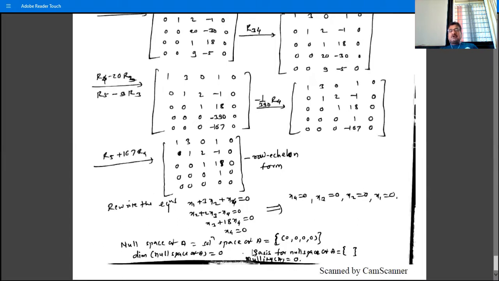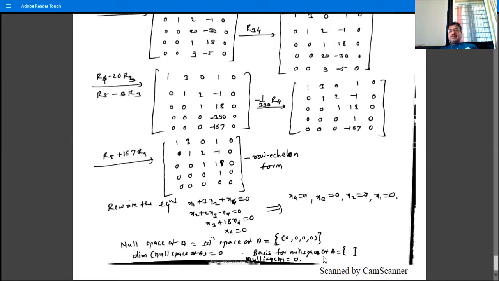And what is the null space of A, or solution space of A? That contains only the singleton 0 element. It contains only the zero vector, written in curly brackets as {(0, 0, 0)}. It is not a basis for the null space. It is itself the null space that contains (0, 0, 0).